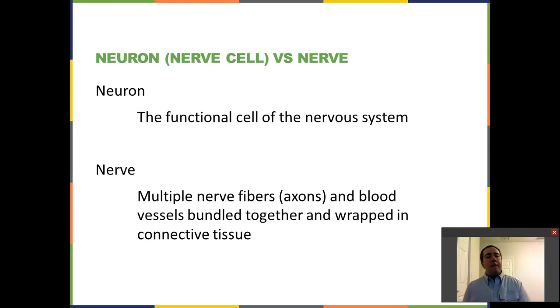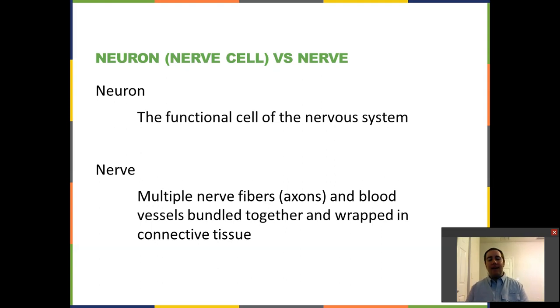Something that people get mixed up fairly frequently is the difference between a neuron and a nerve. A neuron is a cell. It is that cell that we're talking about, the cell that carries an electrical signal. A nerve is not a cell. A nerve is multiple neurons with multiple axons.